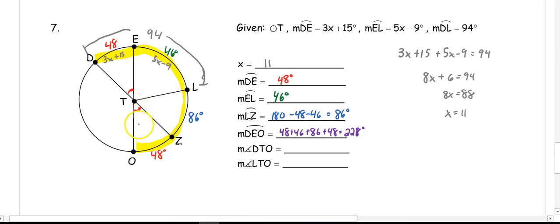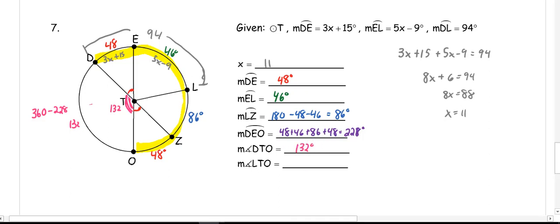Next, we want to find angle DTO. So DTO is this angle right here. And we can find that because we can do 360 minus that yellow arc from the last problem that we just did of 228. And when we subtract those, we get 132 degrees. Remember that the arc is the same as the angle, so this angle would be 132 degrees.